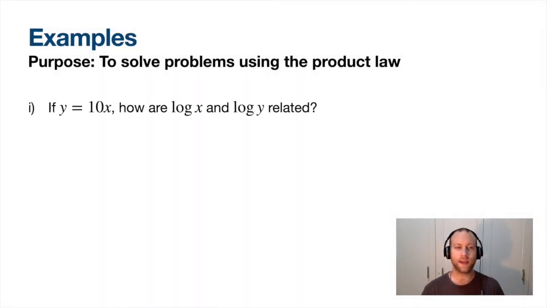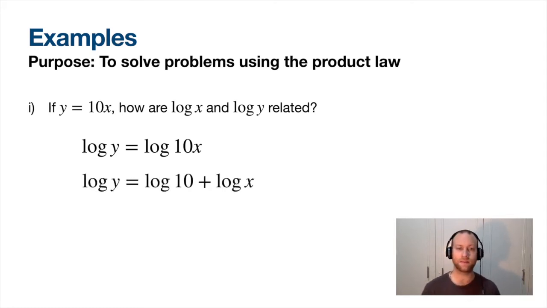If y equals 10x, how would log 10 and log y be related? So in order to do this, let's take the log of both sides. So now I've got log y by itself, but I need to separate log x out. So I can't just do anything with the 10. I need to first expand that side. Since it's 10 times x, I can write them as separate logs with a plus, and then simplify log 10. So log y is 1 greater than log x. That's how they're related.